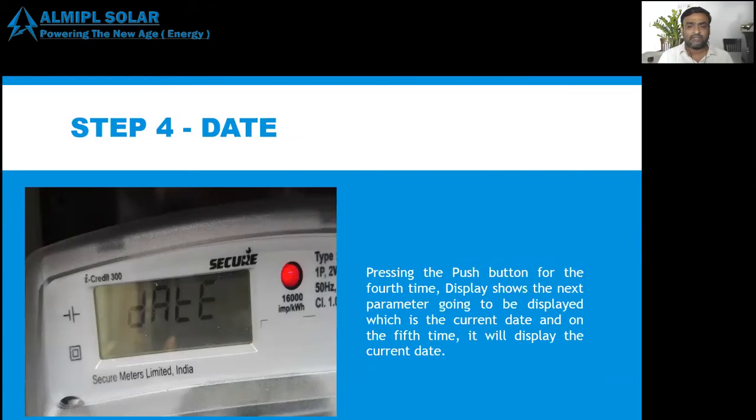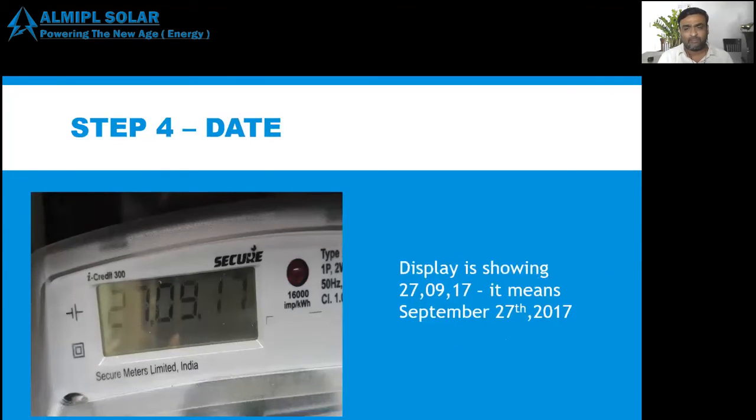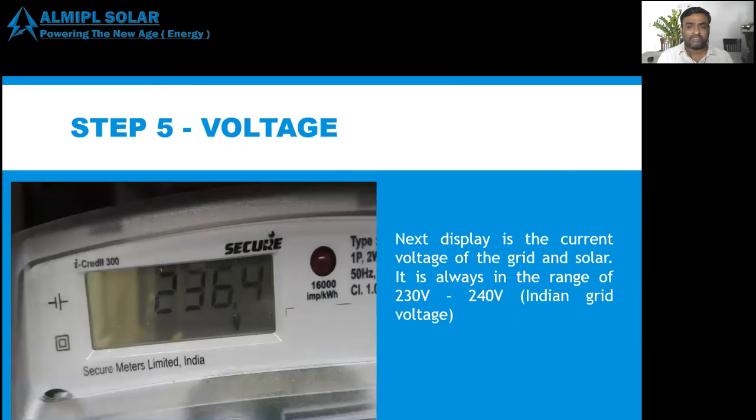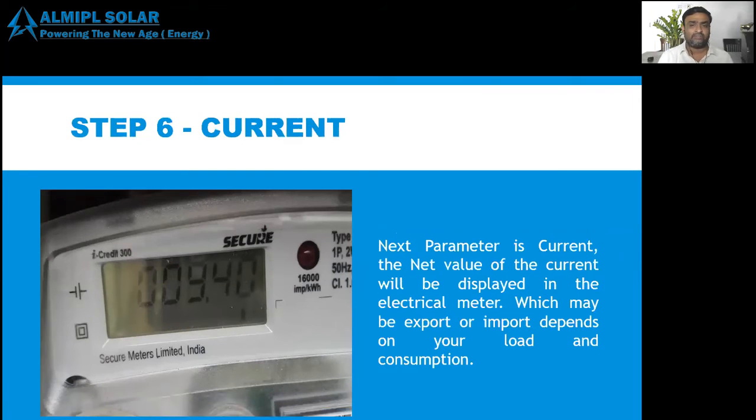Press the push button for the fourth time. The display shows the next parameter, which is the current date. For example, the display is showing 27/09/2017. It means September 27th, 2017. Next, the display shows the current voltage of the grid and the solar. It is always in the range of 230 volts to 240 volts, the Indian grid voltage.